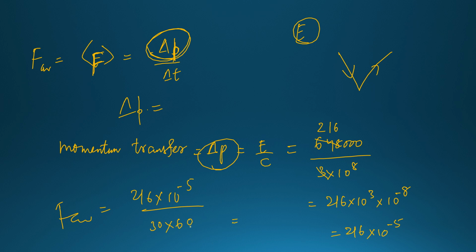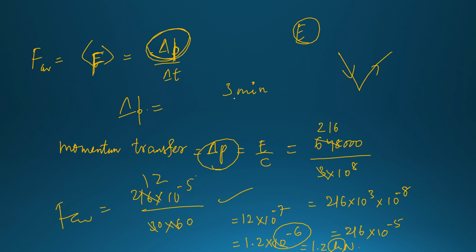So 3 into 6 is 18. 18 into 12 is actually 216. So this is 12 into 10 to the minus 7. So 1.2 into 10 to the power minus 6. So 1.2 micronewton. Is it clear? Because 10 to the minus 6 I can write micro. So 1.2 micronewton. You have to do it really fast, you cannot do it really slowly. You must be taking only 2 to 3 minutes to solve the question.